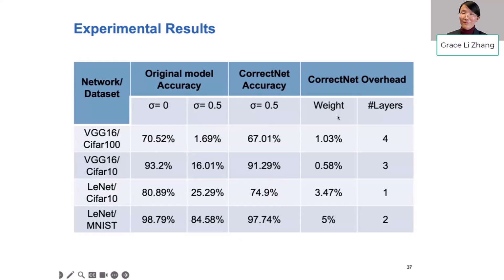But we only increase the additional generators and compensators by a small number of weights and insert only a small number of layers with such error compensation. Okay, so these are the error correction and error compensation for analog in-memory computing for digital circuits.